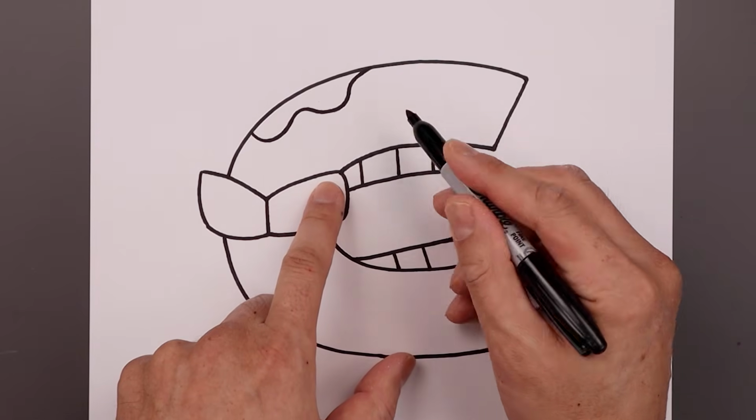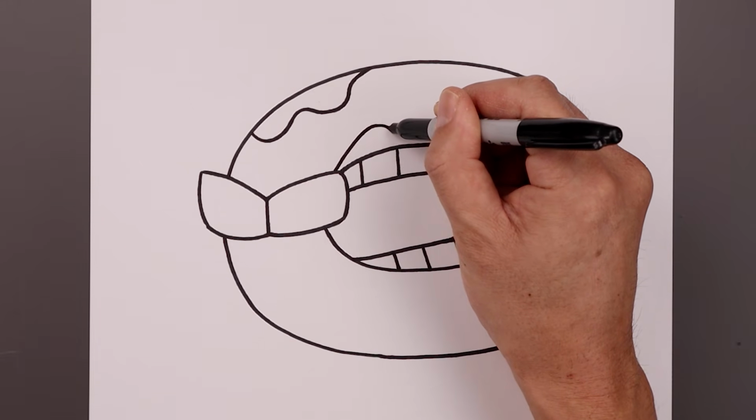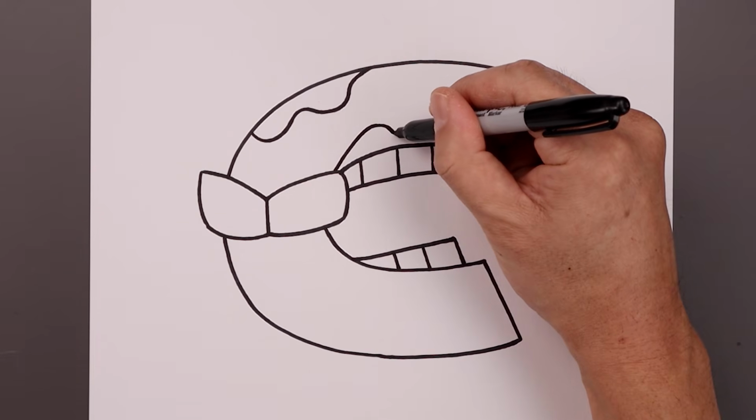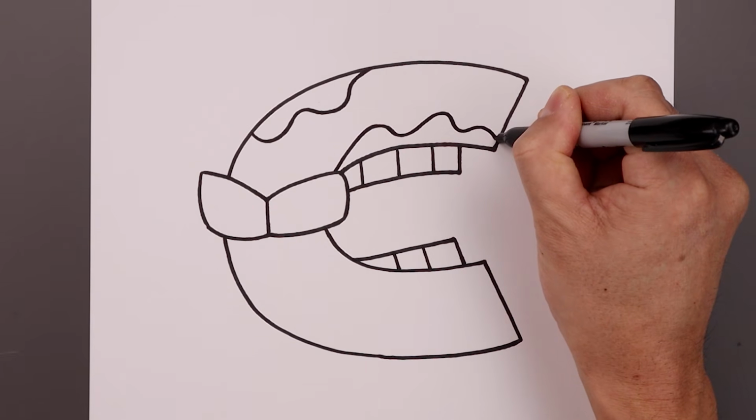Let's add that drip across the top of the teeth, starting from the top of the right eye, then it's up, come down, go up. Let's add a few more bumps going out towards the right side.